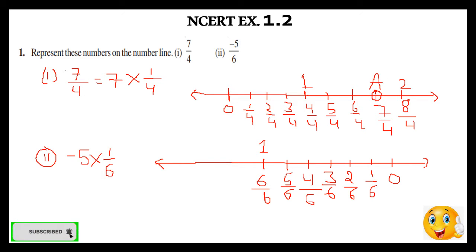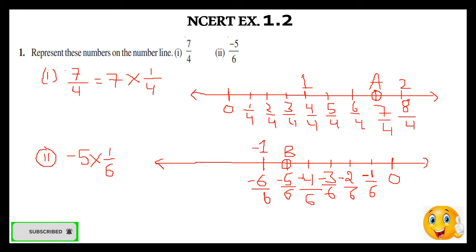And this is on the left side of the 0, so we can put minus sign with each number here. So minus 1 by 6, minus 2 by 6, minus 3 by 6, minus 5 by 6, and minus 6 by 6, that is minus 1. On the number line on the left side of 0, we have all the negative numbers, we know that. So minus will be there with each number. Here we have to show minus 5 upon 6, and this is minus 5 upon 6 on the number line, and you can represent it by letter B.